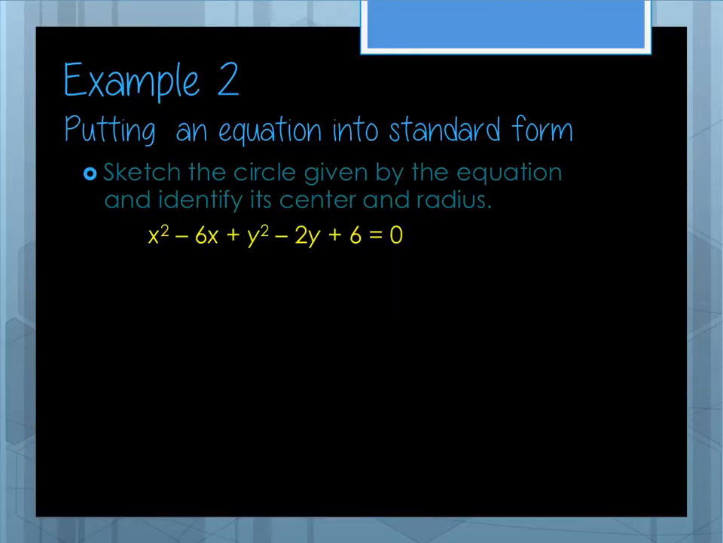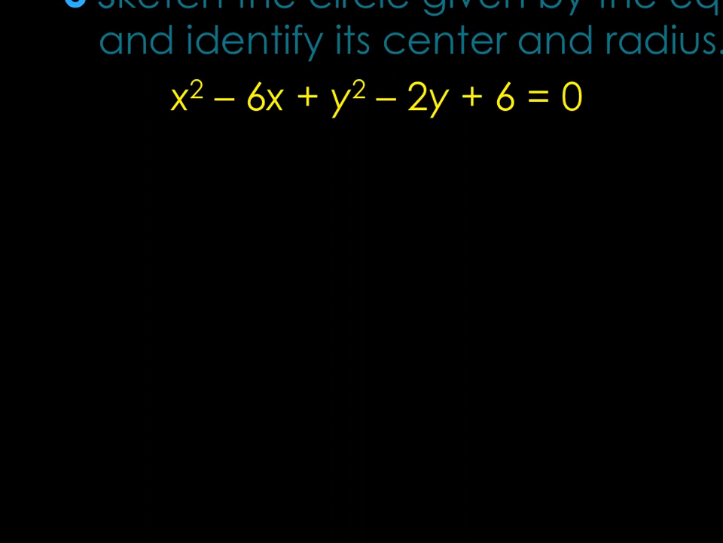All right, example 2 says to put the equation into standard form. The ultimate goal here is to sketch the circle given by the equation and identify its center and radius, but this equation is not in standard form. Do you remember how we get equations in standard form? You got to complete the square. And because it's x squared and y squared, we got to complete the square twice.